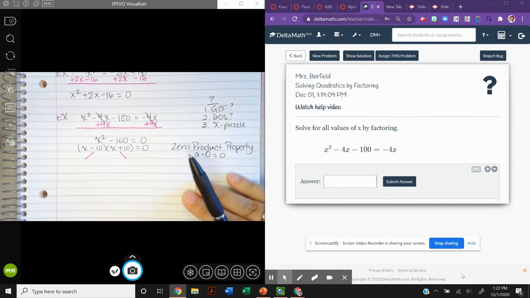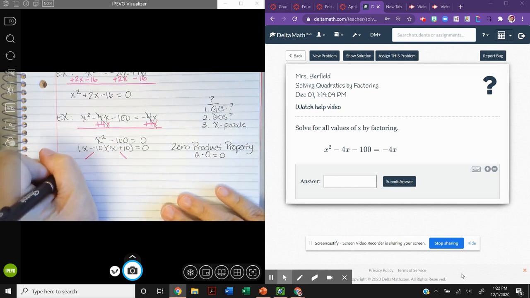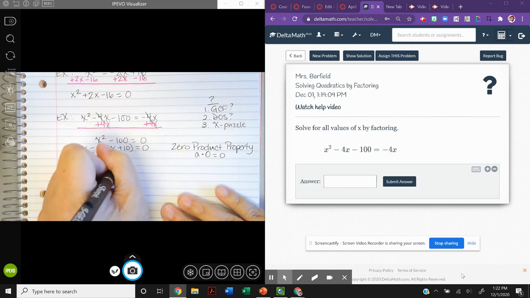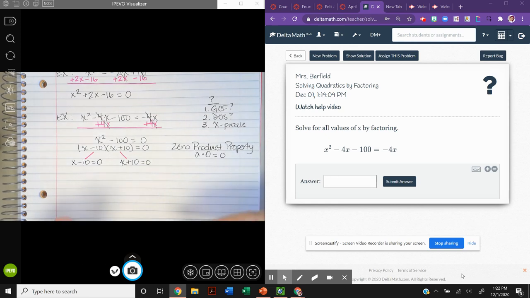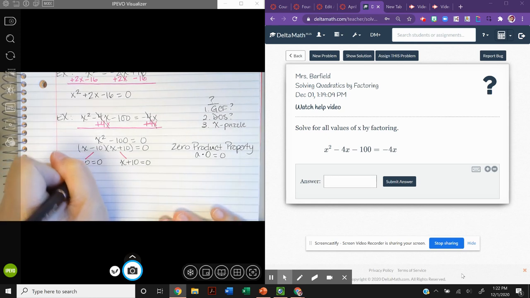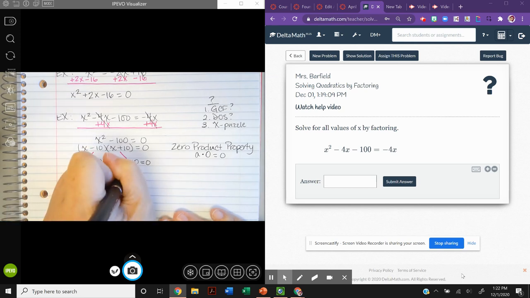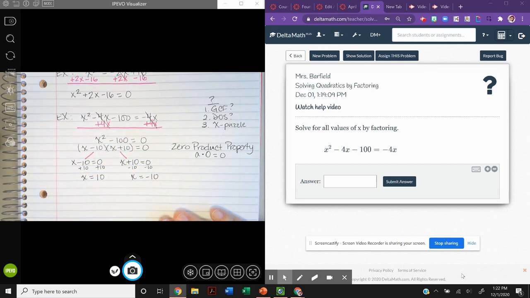To figure that out, I take each parentheses and say x minus 10 equals 0, and x plus 10 equals 0. Then I just solve the equation like normal. I add 10 to both sides, so I get x equals 10. I subtract 10 here, so I get x equals negative 10. There is a relationship: for x minus 10, my answer was 10, and for x plus 10, my answer was x equals negative 10. It'll be the opposites.